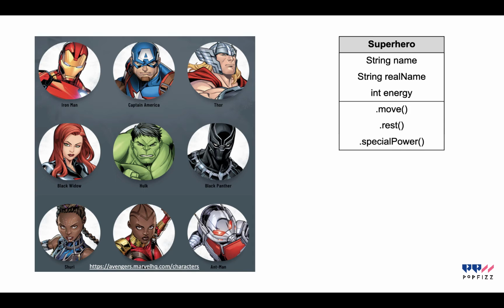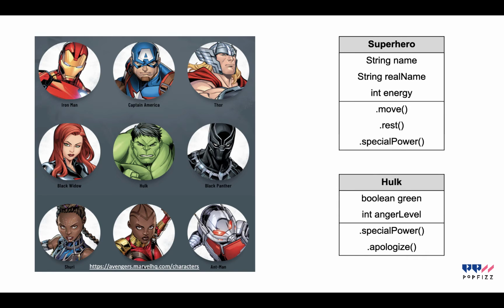Try writing it down. For me, I picked Hulk. So he's got 2 additional attributes: a boolean green, is green true or false? And we also need to keep track of the anger level. So the angrier he gets, the more powerful he gets. And we have special power once more.